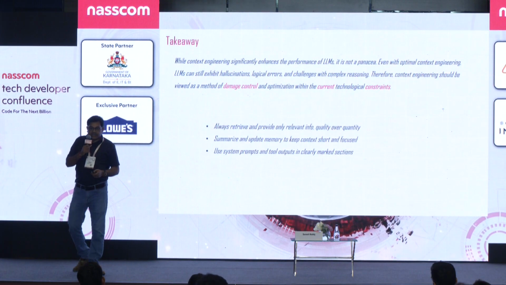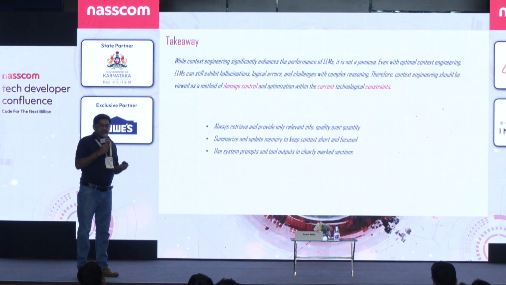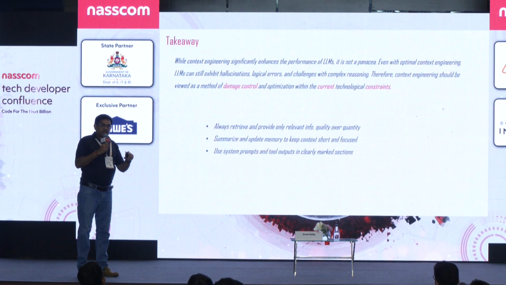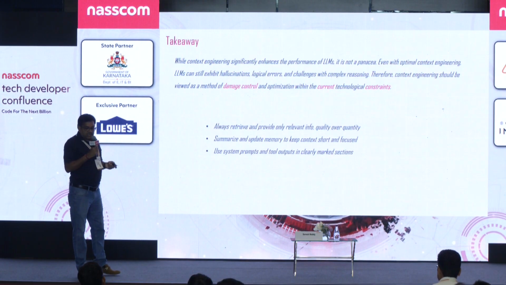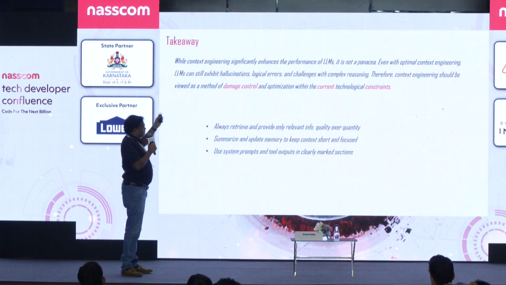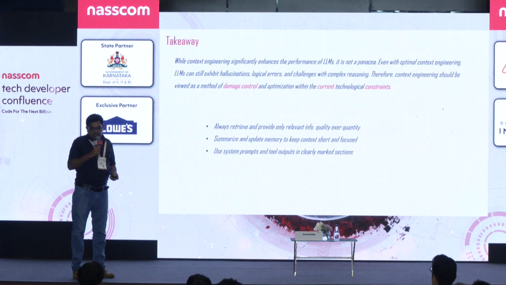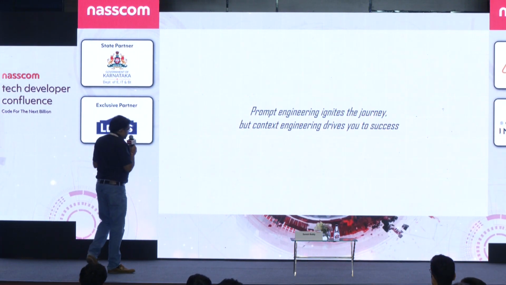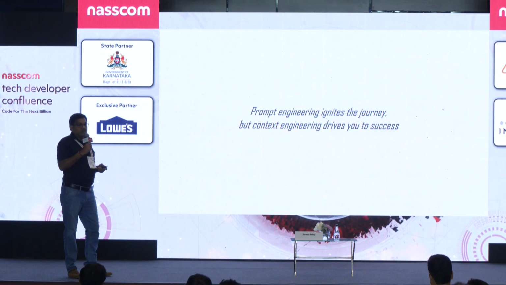Always retrieve and provide only relevant info like RAG and so on, right? And summarize the previous context so that you can give a smaller context to the model or only relevant context to the model. And use system prompts and tool prompts in the appropriate sections, right? That was my example in the previous slide, but somehow we could not see that latest slide. But these are the 3 things. You can refer to the internet anyway to understand this. So ultimately, prompt engineering starts your journey, but context engineering is what takes you to the target.